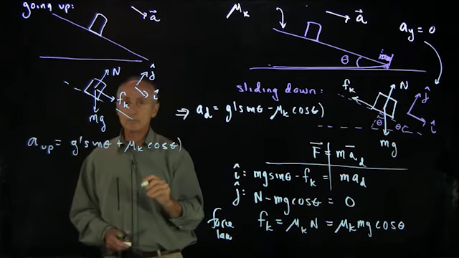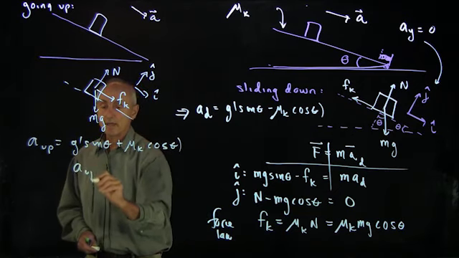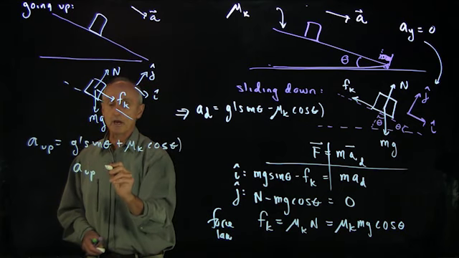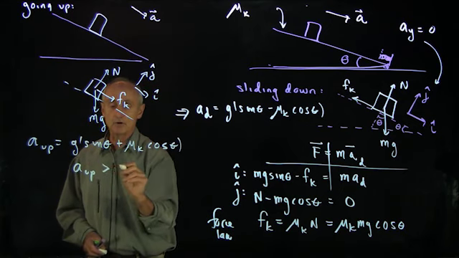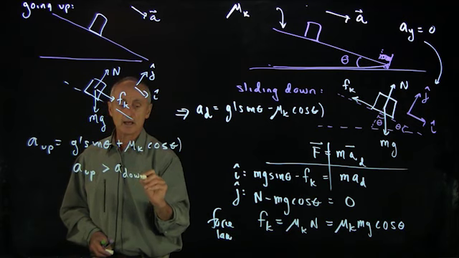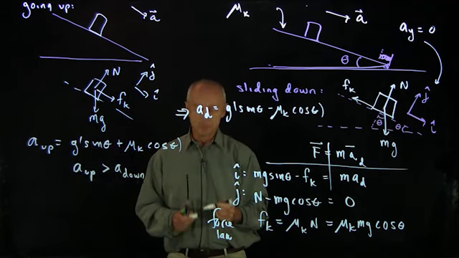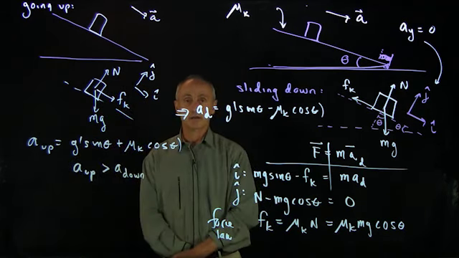And although it may seem slightly counterintuitive that the acceleration as the block is going up in magnitude is bigger than the acceleration as the block is going down, that's because of the direction of the kinetic friction force.